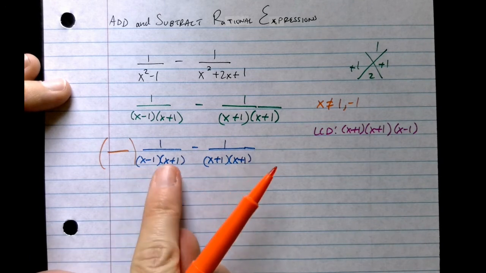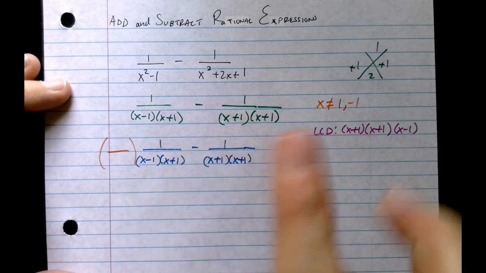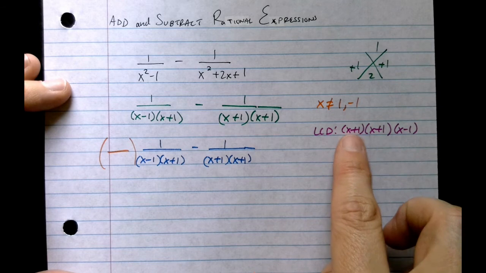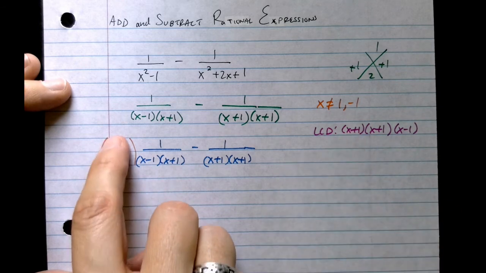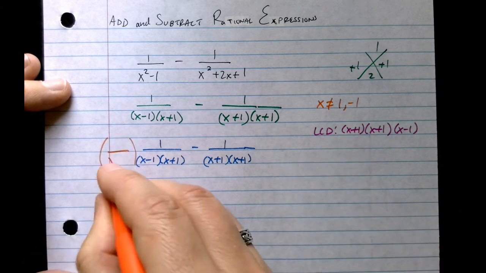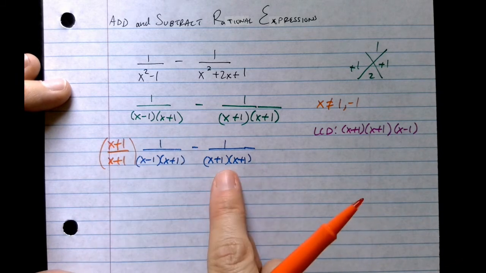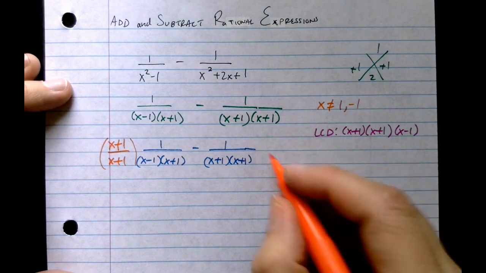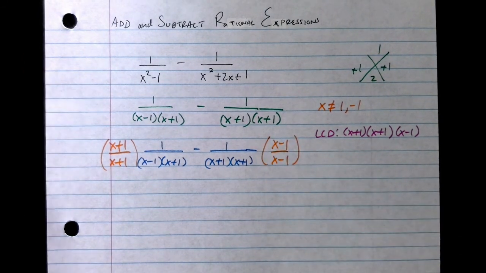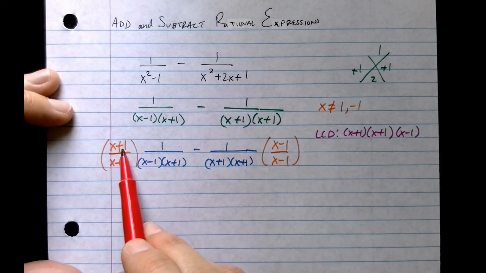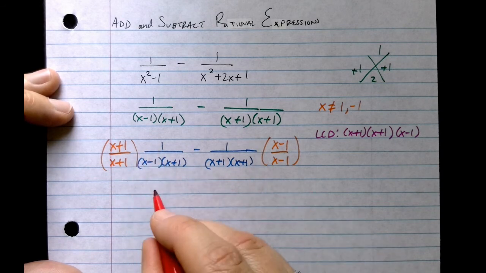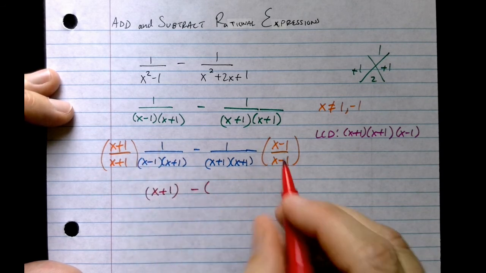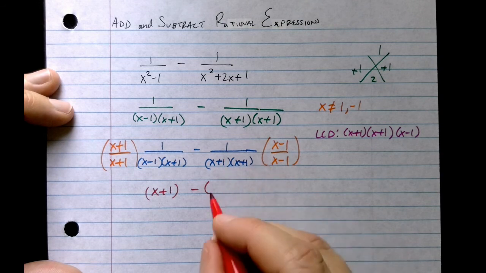This denominator has one x plus 1, one x minus 1. But remember, I need two x plus 1s. So I'm going to multiply by x plus 1 on both of these here. On this quantity, we have the two x plus 1s, right? But we're missing the x minus 1. Now let's multiply. X plus 1 times 1 is just itself. Well, that's nice. X minus 1 times 1 is just itself.